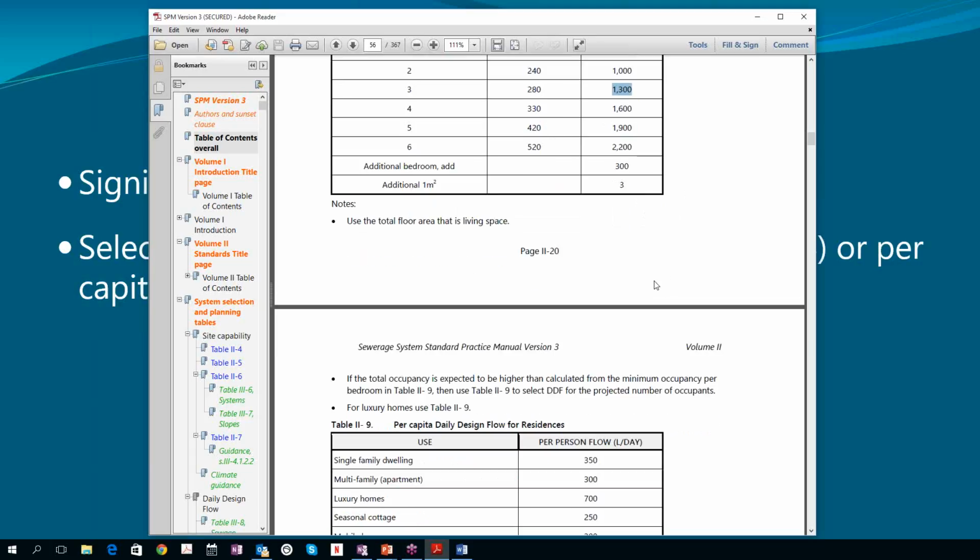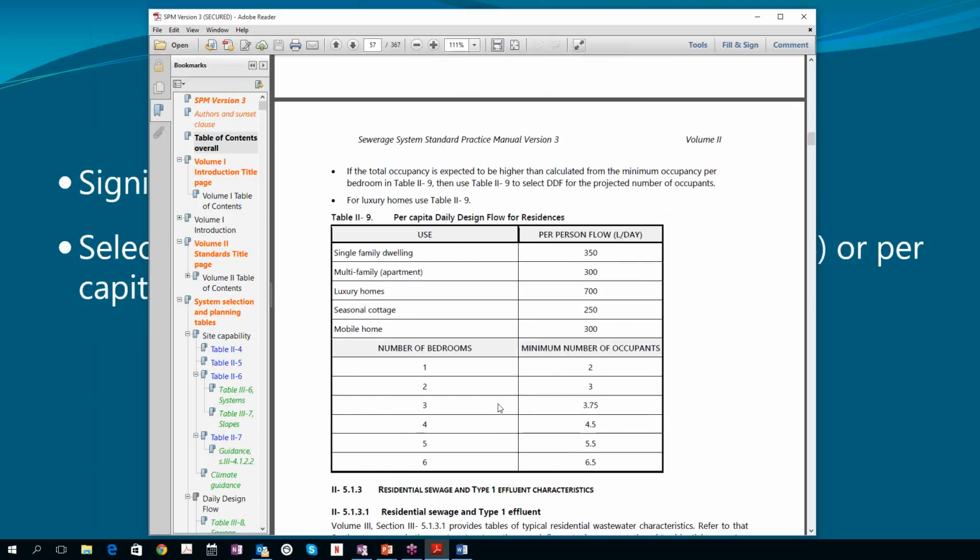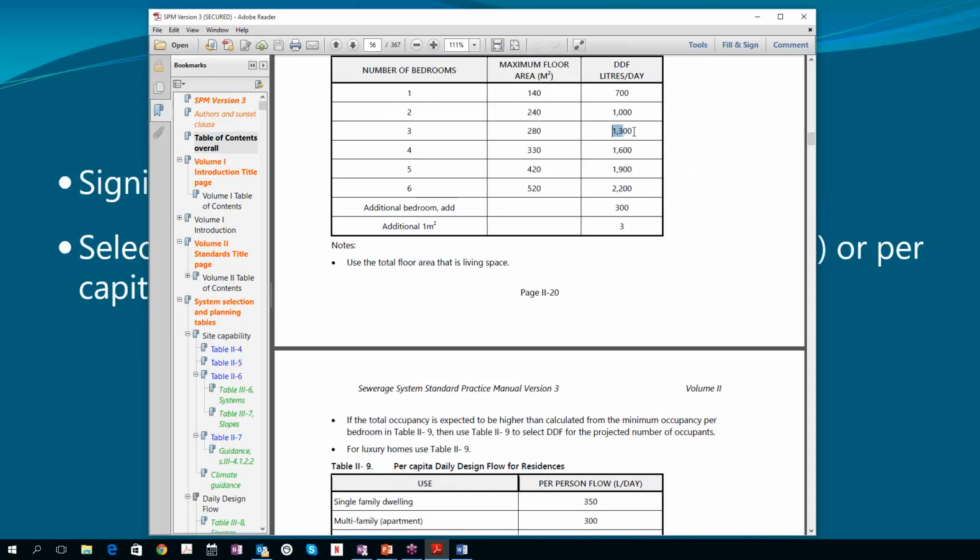Now we check it against occupancy. 3-bedroom house, if it has 4 people, then we have to use this per capita method. Don't be distracted by the fraction. Nobody's suggesting there's 3/4 of a person. It's just that 3.75 times 350 is more or less 1300. So it means 4. So if there's 4 people anticipated in the house, then the DDF is 4 times 350, which is not 1300.